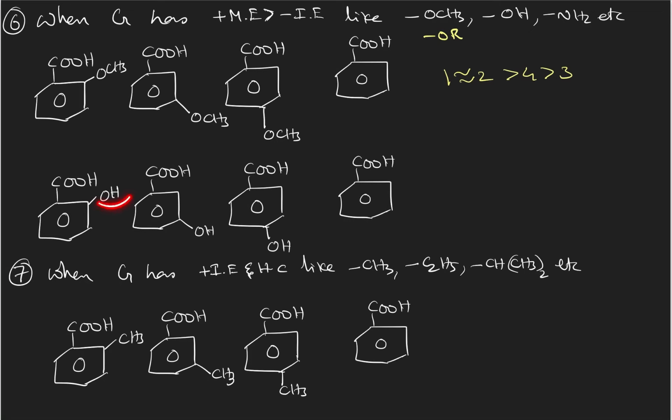Then coming to OH group, already we have taken these groups. Positive mesomeric effect is higher than negative inductive effect. If positive mesomeric effect is higher than negative inductive effect, then we have to go first with respect to positive mesomeric effect only. And first compound itself is ortho substituted, so that is most acidic. So first is most acidic.